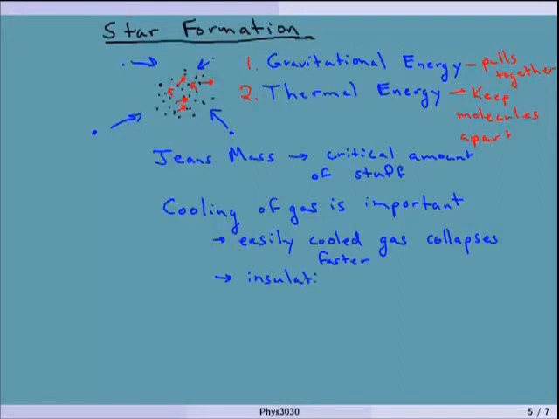insulating gas, stuff that doesn't cool very fast, takes longer. So, let me write it a different way here: insulating gas takes more mass to collapse. Okay. And this is going to be the basis of what we talk about today, with the different populations of stars and where we get those.